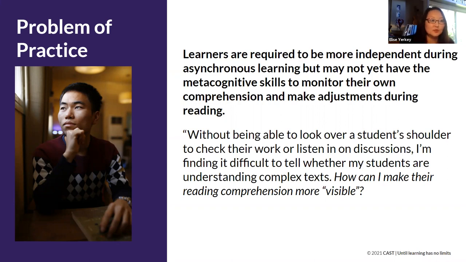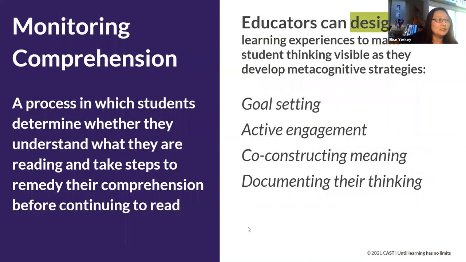But it also needs to be visible because students need to be able to describe what it is that they're doing during their reading, so they can build their own awareness or their own metacognitive skills. So one way that we can support that process that students engage in, where they determine whether they understand what they're reading and take steps to remedy their comprehension, is to again look at design. You probably have had your own experiences with monitoring comprehension, whether you're taking a graduate course or reading state policy. You may have found that you've read something 7 times without absorbing any meaning from it.